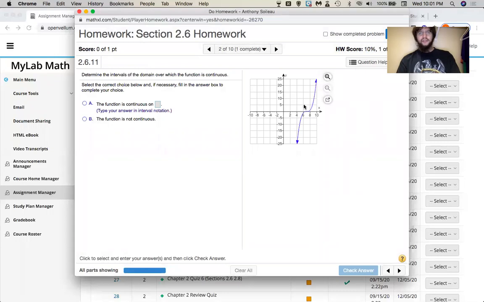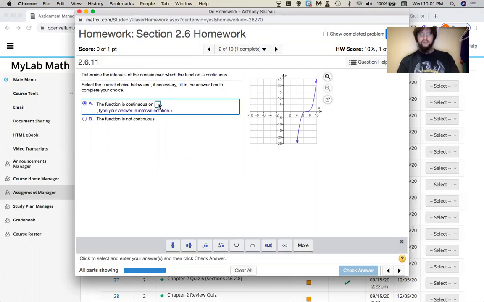So it's a polynomial. This is a cubic function. They're continuous everywhere. Negative infinity to positive infinity.